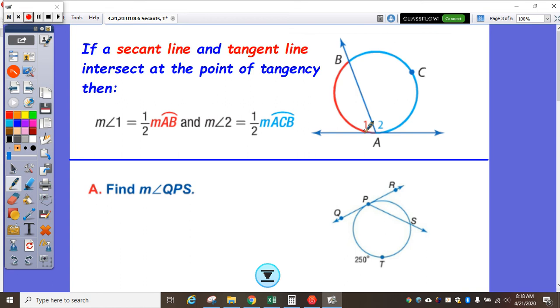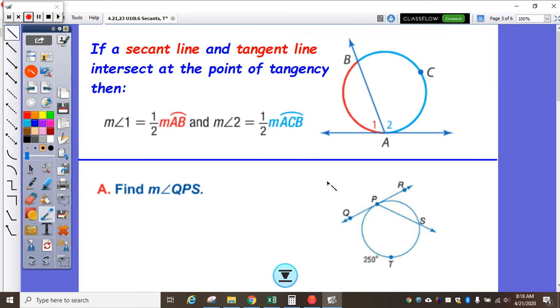Remember that an inscribed angle was an angle where the vertex was on the circle. So if this angle was 30, this arc was 60. If this arc was 90, this angle was 45. So the angle was half the arc. The arc was twice the angle.